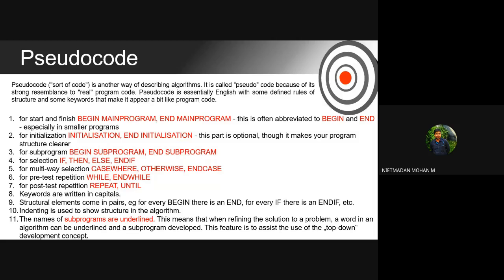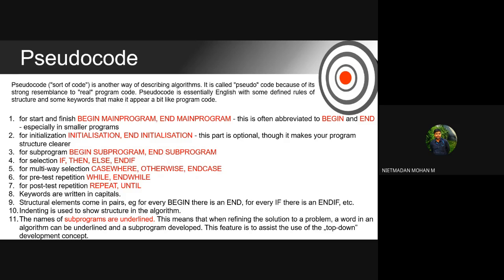But pseudocode consists of some defined rules or structure and some keywords that make it appear a bit like programming code. It is not full-fledged programming code. They will have some structure and keywords, and by using these keywords you write code to overcome the algorithm issues. There will be n number of such codes, and we'll discuss them one by one.